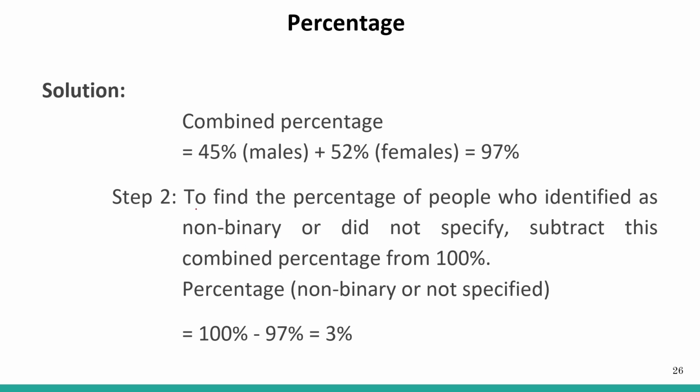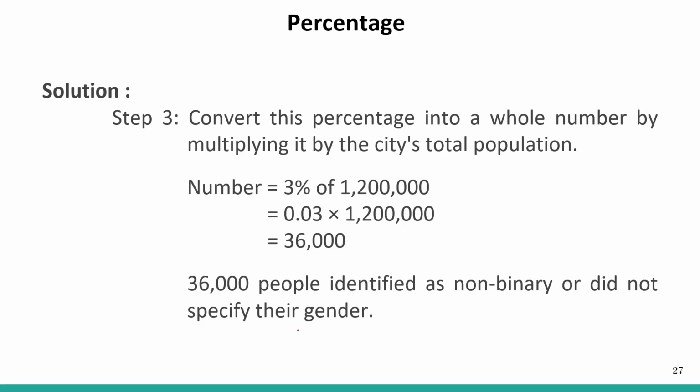Then what we need to do is find the percentage of people who identify as non-binary or did not specify. That will be 100% minus 97%, which is equal to 3%. Converting this 3% to an amount in the population, 3% of 12 lakh is 0.03 into 12 lakh, which is 36,000. So these are the number of people who identify as non-binary or did not specify their gender.